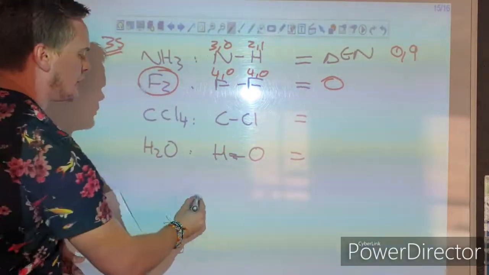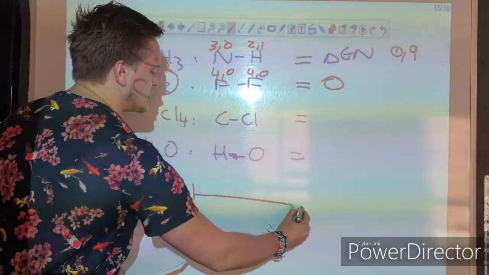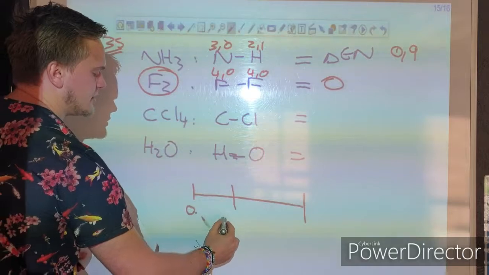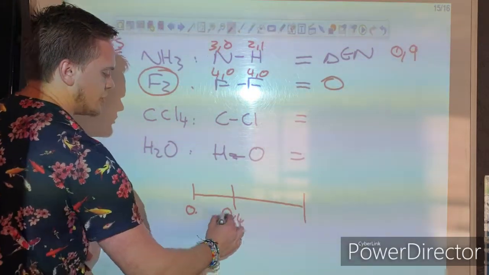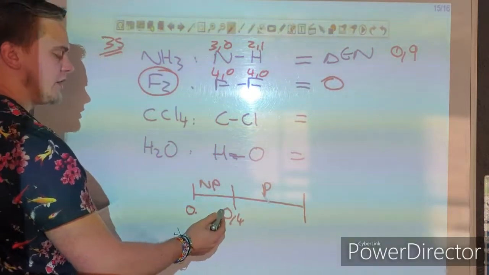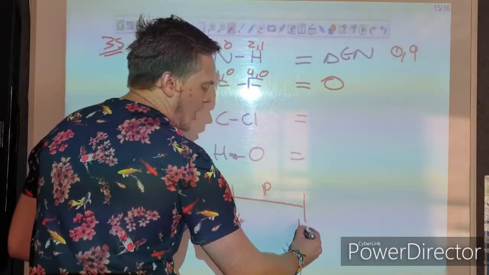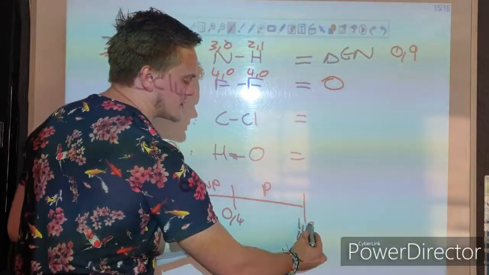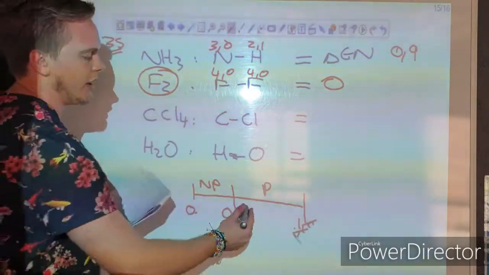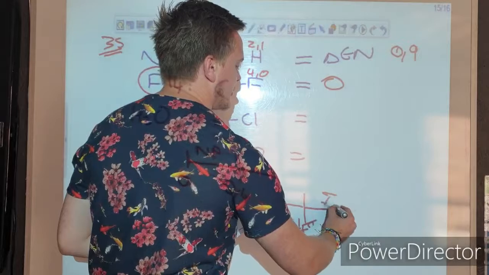Because to have a nonpolar bond, we need a difference in electronegativity from 0 to 0.4. For polar, it should be anything from 0.4 to 1.9. Some textbooks say 2.1. Oh, that's 1.9, sorry. And then anything above it is ionic.